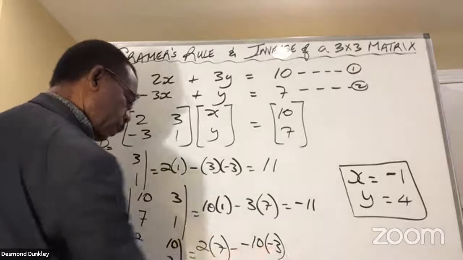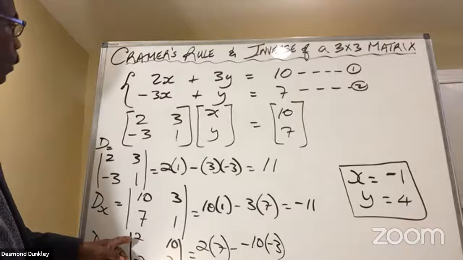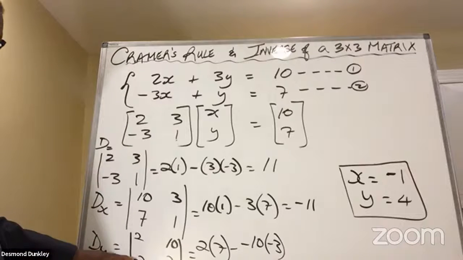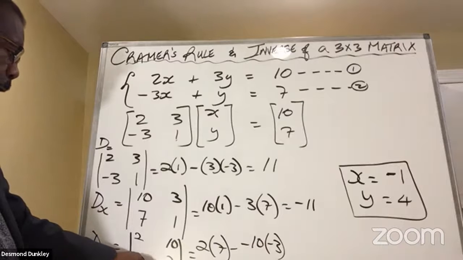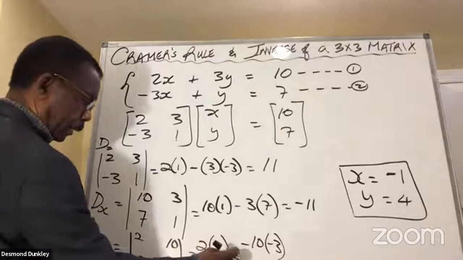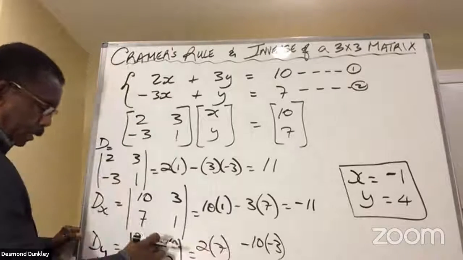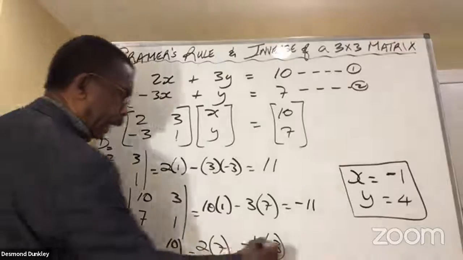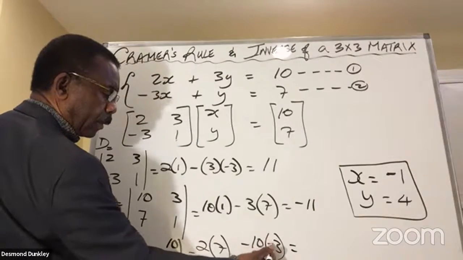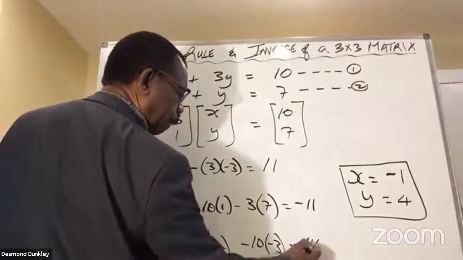Let's see if we can make sure we get this clear. So it's 10, 7, 2, negative 3. So 2 times 7 minus 10 times negative 3. So that gives us negative 10 times negative 3 is 30, plus 14 gives me 44.